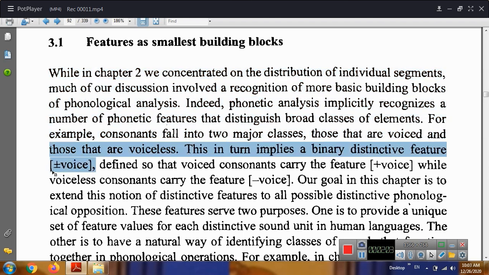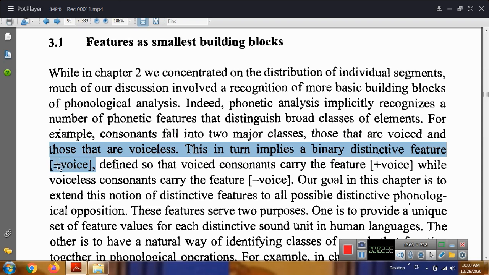Please pay attention here. By distinctive feature, we mean such a feature. For example, voice is one of the distinctive features. It means that we have two sounds which differ from each other just because of their voicing. One is voiced and another is voiceless, like d and t, like s and z.